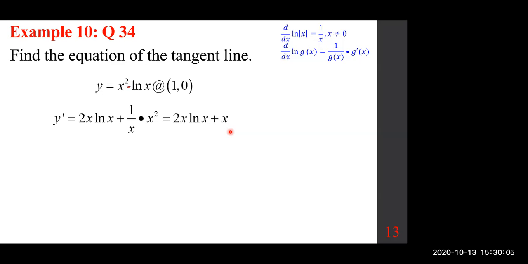Now, in order to find the slope, we're going to plug in x equals 1. So if you plug in x equals 1, 2 times 1 is 2 times ln 1. ln 1 is 0. So that goes to 0. Just becomes 1. So the slope is 1, y minus y1, so y minus 0, equals m, which is 1, times x minus x1, which is also 1.